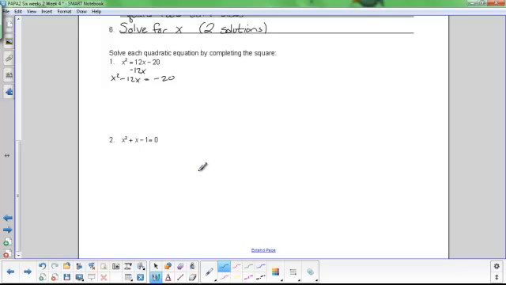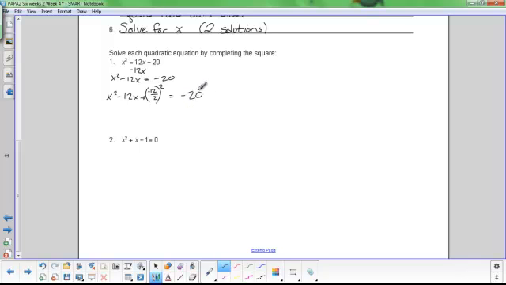I will be completing the square by adding b over 2 squared to the left side of the equation. 12x plus b over 2, which is 12 over 2 squared, equals negative 20. Once you've added negative 12 over 2 squared to the left side of the equation, your equation is no longer balanced.